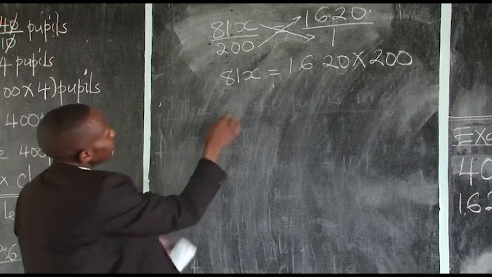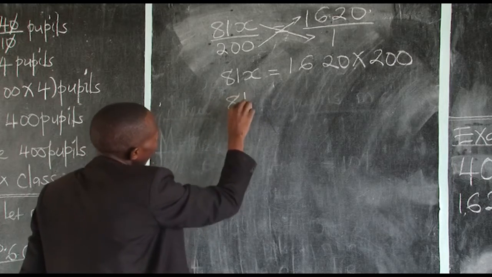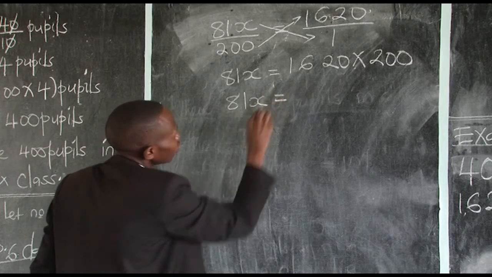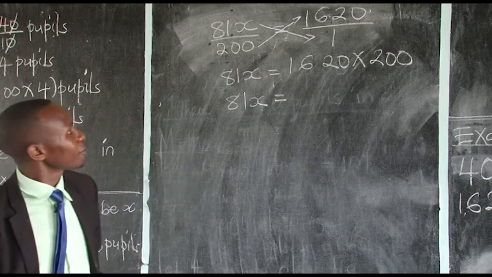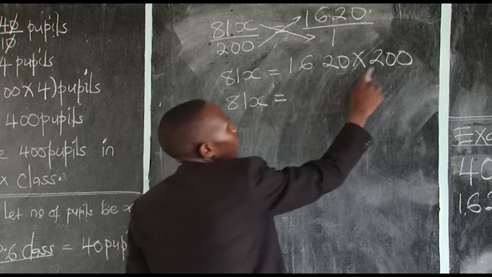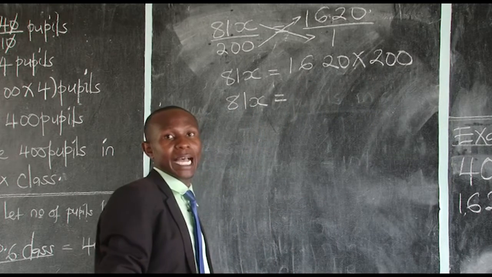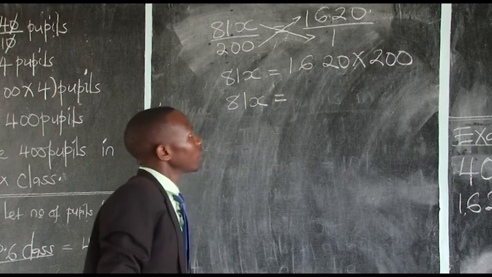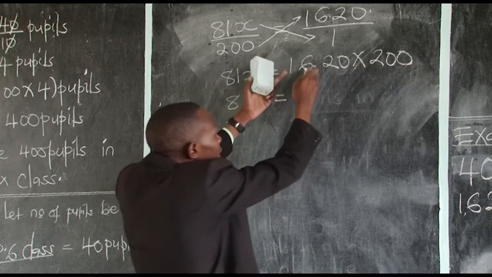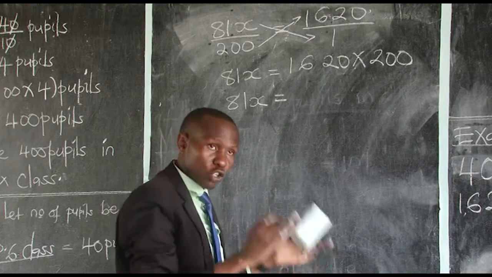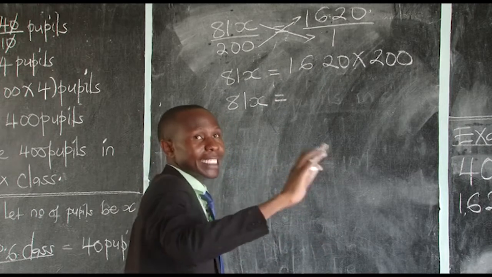After there, I will say 81x is equal to. Let's multiply these numbers here. First of all, when the numbers are ending with 00, what do we do? I'm going to count all these zeros which are ending, but you don't count the zero which is in the middle of the number. You only count the zeros that are ending.